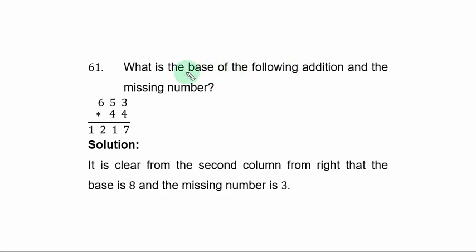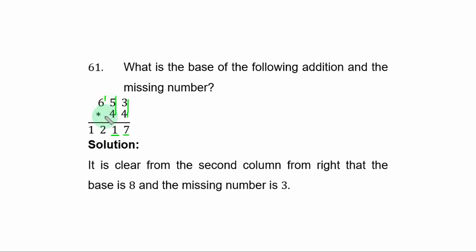Example 61. What is the base of the following addition and the missing number? Let's find out. 3 plus 4 is 7 and it is written down. Okay. 5 plus 4 is 9, but you have 1 here. What happened is that 9 was divided by 8 and you have 1 remainder 1. So you put that remainder 1, and the 1 that you have is brought forward.